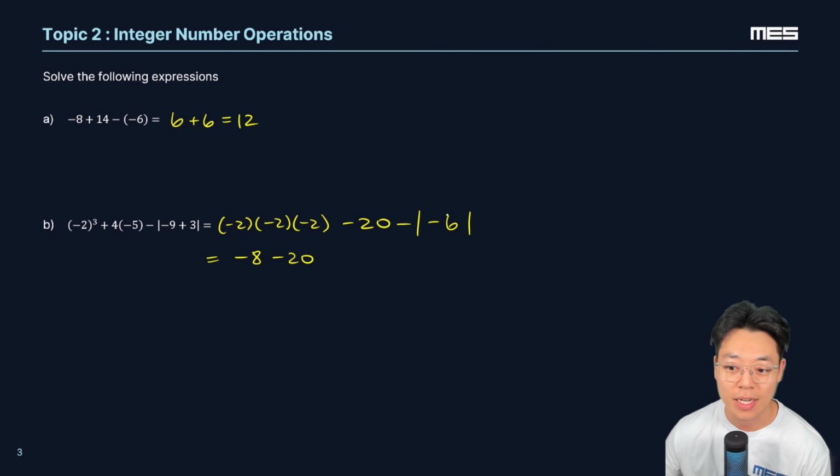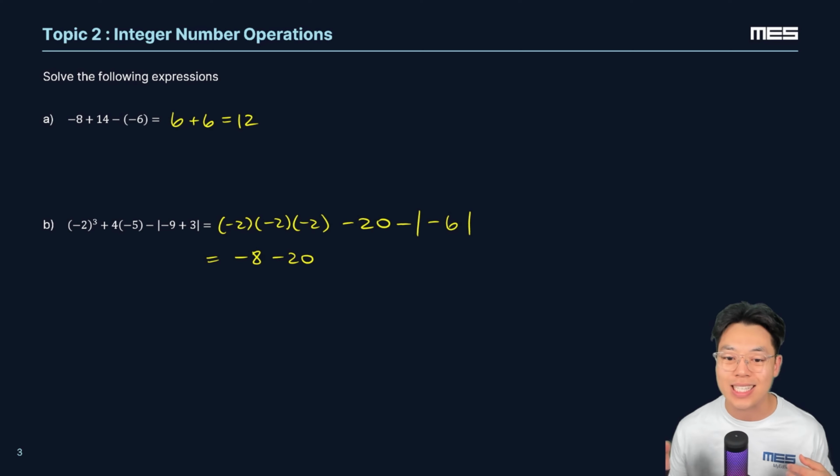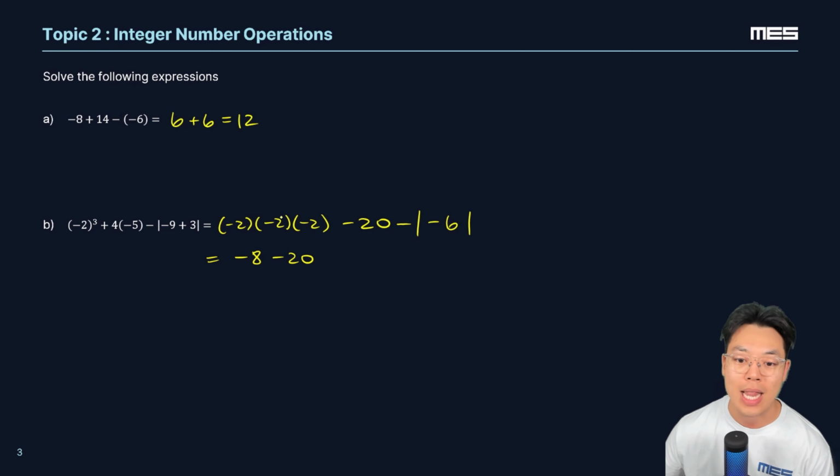The absolute value of -6 is 6, because reminder, our absolute value is just asking for the distance from the origin, the distance from 0. So now we have minus a 6. So in total, we have -34.